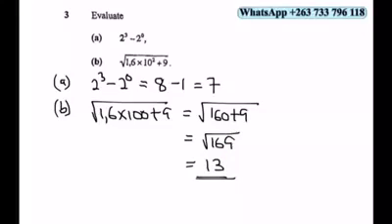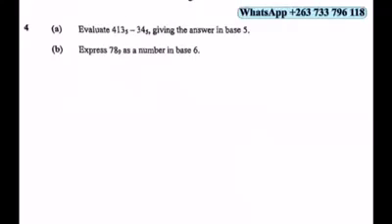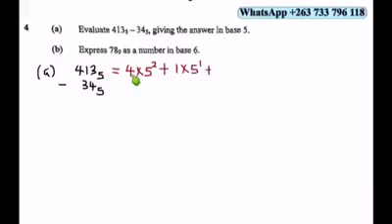Then number 4, evaluate 413 base 5 minus 34 base 5, giving your answer in base 5. So there are two methods here. You can subtract directly, or you can first convert to base 10. I want to use the easiest method of first converting to base 10. So 413 base 5 to base 10 is 4 times 5 to the power 2. We know that this place value is for 0, this is for 1, this is for 2. So it's 4 times 5 squared plus 1 times 5 to the power 1 plus 3 times 5 to the power 0.